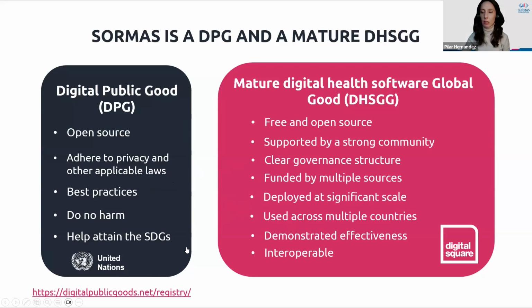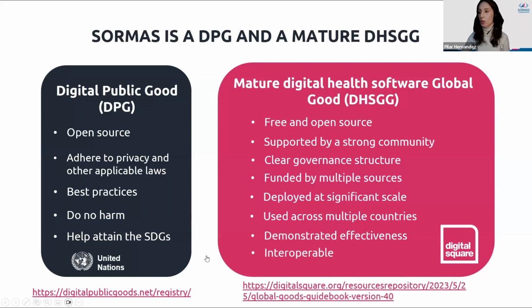can check the Digital Public Health Alliance website. There is a registry. Obviously, SORMAS is there and many other DPGs as well. As for the global goods, you can check the Global Goods Guidebook from Digital Square. I've left you the links here in case you want to check them.